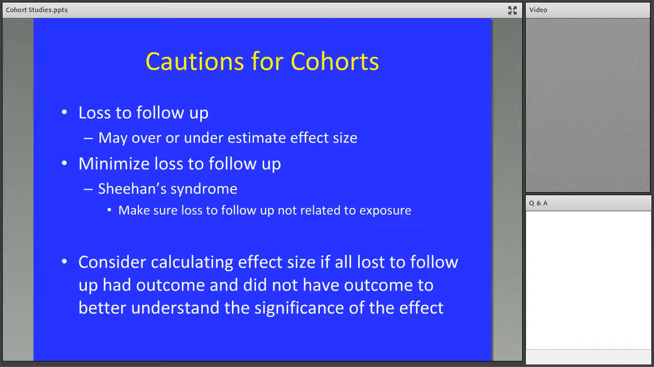One of the things we can do in a cohort to understand our data a little bit better and to have more confidence in our data is consider calculating the effect size if all of the loss to follow-ups had the outcome, and then again if they didn't have the outcome, to understand how big an effect your loss to follow-up group is having. Does it sway your answer?